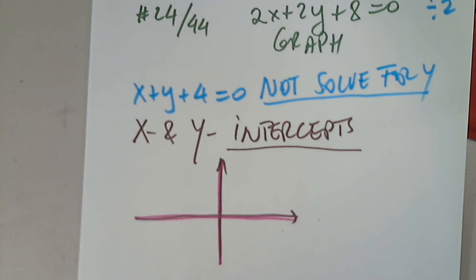Wouldn't x be equal to -4? Yeah. X is -4. So we'll get back to that in a moment.